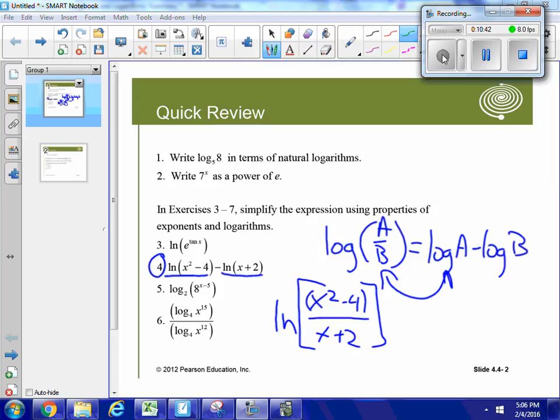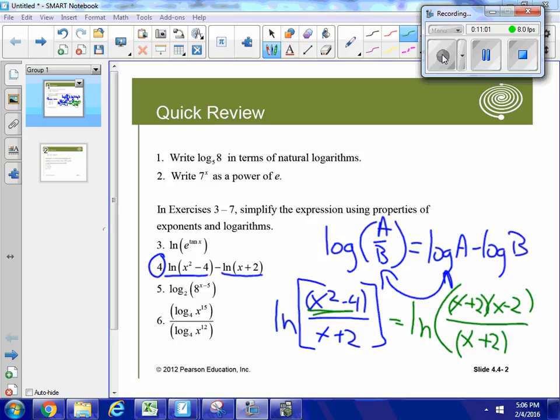So I now have one logarithm, but I can simplify this a little bit. I can make this ln, and I'm going to make my numerator x plus 2 times x minus 2, because I can see I have the difference of two perfect squares, divided by x plus 2. Well, let's make my end parentheses here.